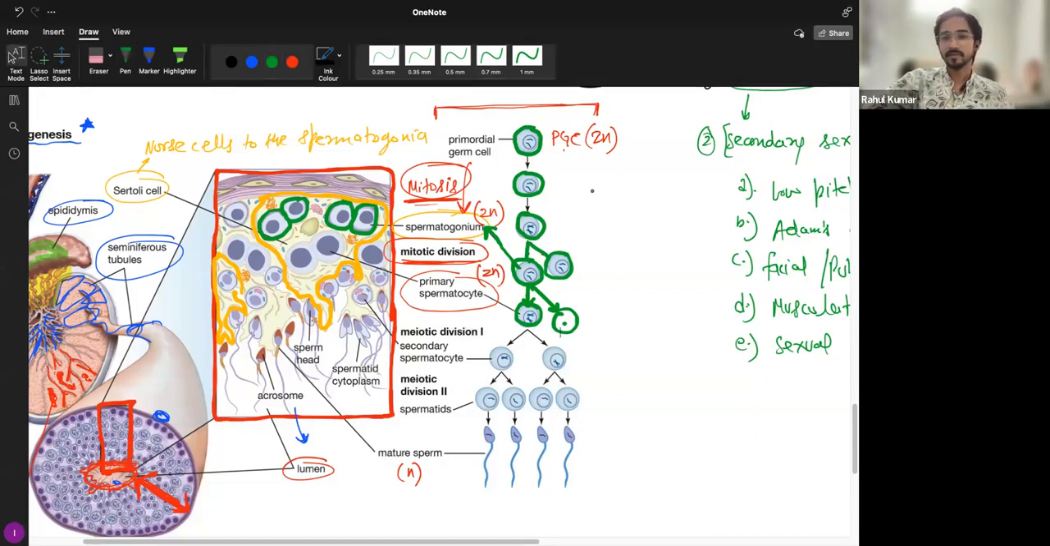Now this is one entrance question from I think the 2014 paper. From one PGC, how many primary spermatocytes can be formed? Write down the question. And then I'll not give you options. So Rabia, you are going to tell me the answer. From one PGC, one primordial germ cell, how many primary spermatocytes can be formed?